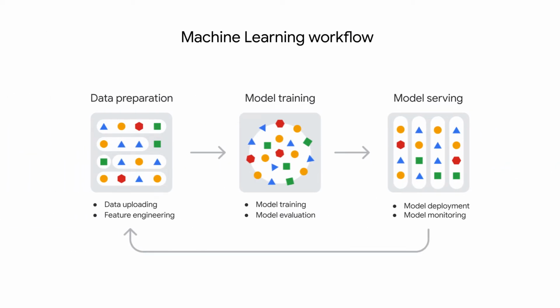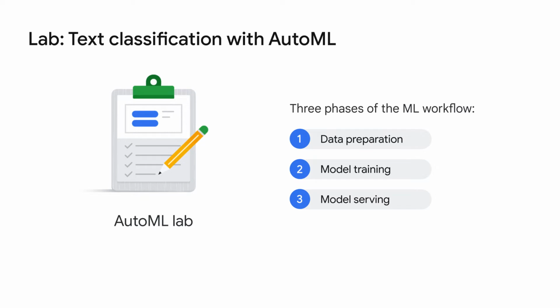Regardless of the solution, you must follow a step-by-step workflow from data preparation to model training and to model serving. The whole process is similar to serving food in a restaurant. In data preparation, you upload data and engineer data features, which is like preparing raw ingredients. In model training, you train and evaluate NLP models, which is like cooking and experimenting with recipes. And in model serving, you deploy the model and monitor the entire workflow, which is like serving dishes on the table. You then applied this end-to-end workflow in an AutoML lab to build an NLP project for text classification.